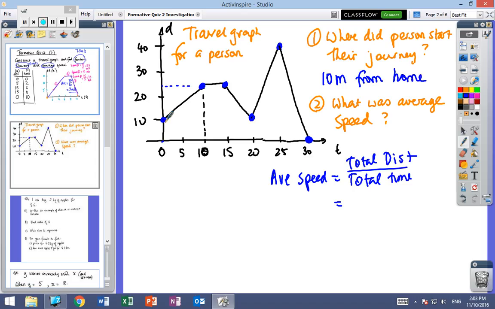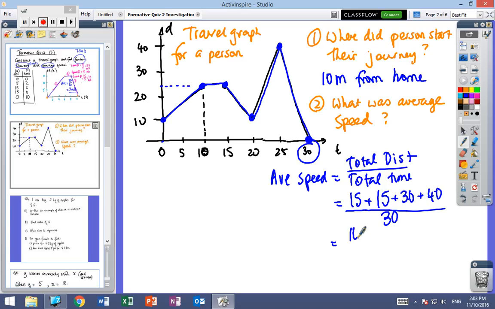So the first distance is they've gone from 10 to 25, so they've gone 15 meters, and then they've gone no distance, and then they've gone from 25 back to 10, so that's another 15 meters. Then they've gone from 10 up to 40, so that's another 30 meters, and then they've gone from 40 back to home, so that's 40 meters, and the total time is 30 seconds, so that's the easy part. 15, 30, 60, 100 over 30, so the average speed is 3 1/3 meters per second.